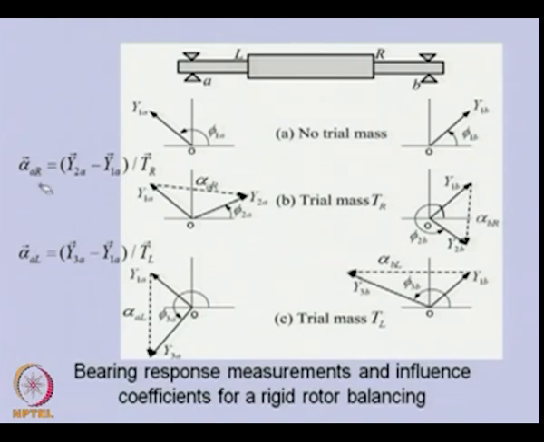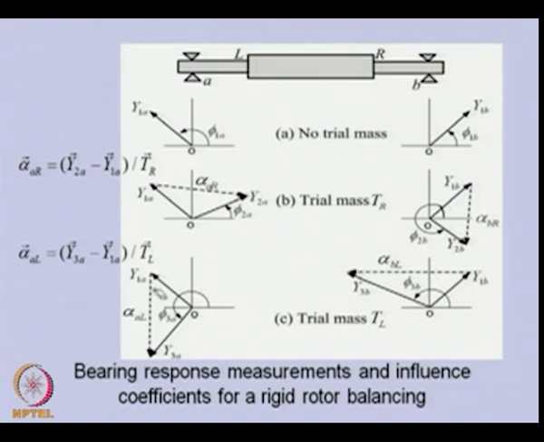So in this, the force is applied at the right plane because we have kept the trial mass there, and we are measuring at plane A. This is defined as displacement. Because the difference of these two is the effect of the trial mass, this is the displacement due to trial mass Tr. So the ratio will give us this influence coefficient.